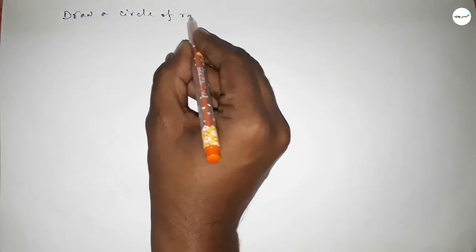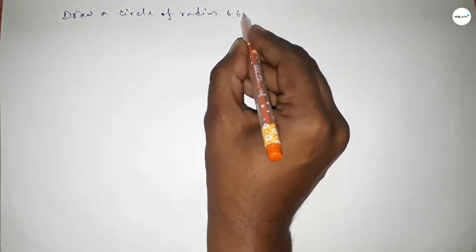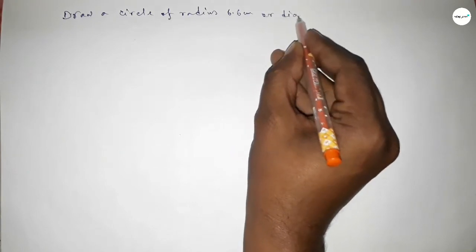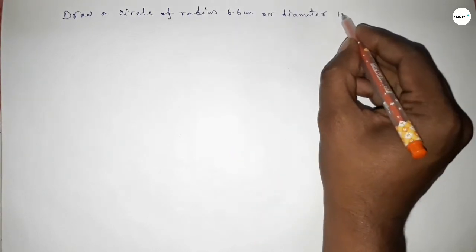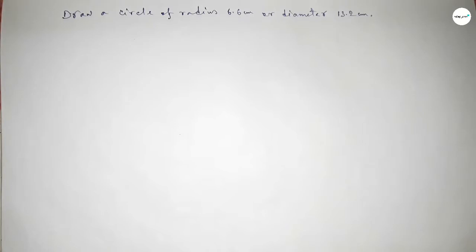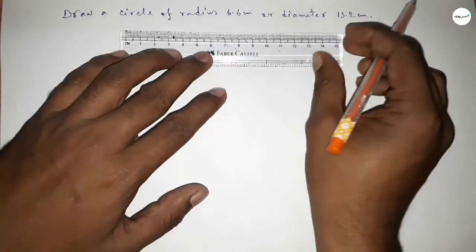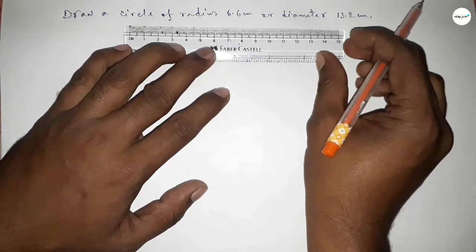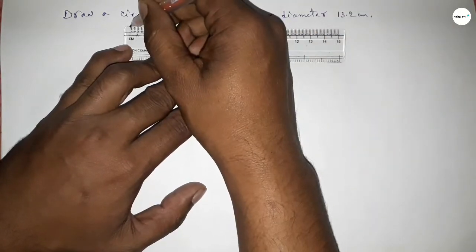Today in this video we have to draw a circle of radius 6.6 centimeter or diameter 13.2 centimeter. So let's start the video. First of all, drawing here the radius 6.6 centimeter.